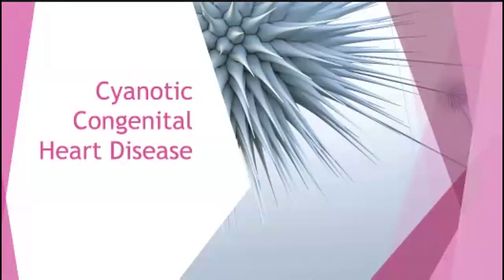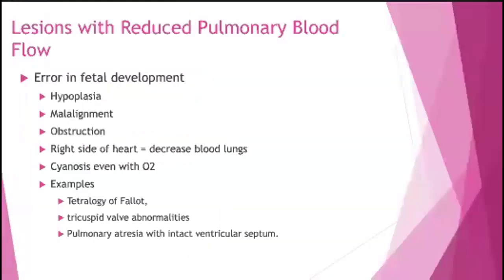This is going to be the start of our cyanotic congenital heart diseases, as well as some medications and some basic overviews. We're going to start with cyanotic lesions have a decreased pulmonary blood flow, which means that not enough blood reaches the lungs. This can cause chronic low oxygen, and we're going to see blue skin and fatigue.